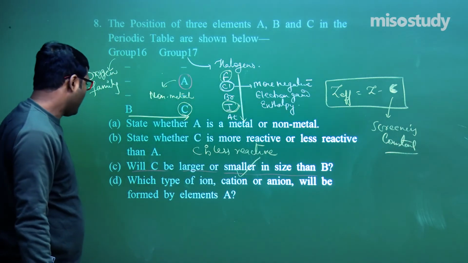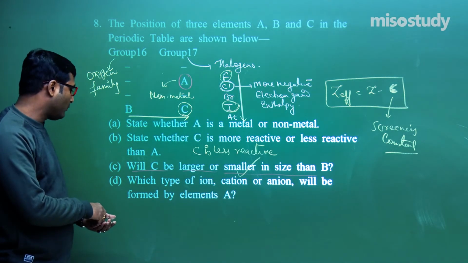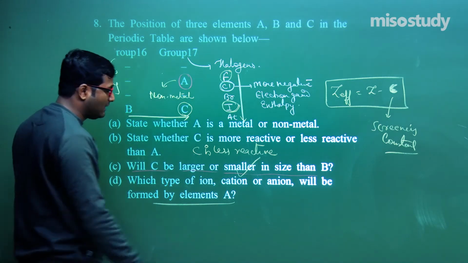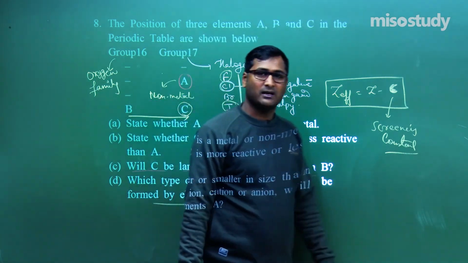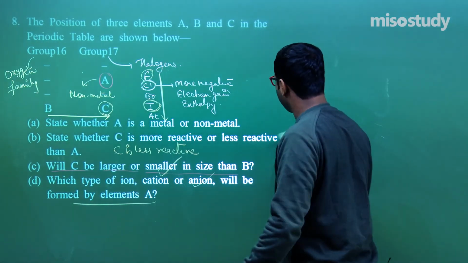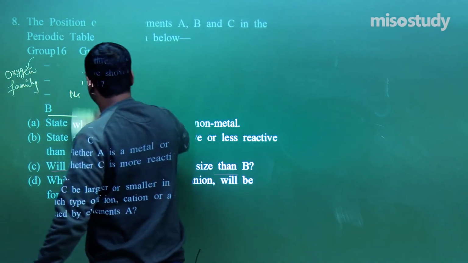Now the next one is, which type of ion, cation or anion, will be formed by element A? We all know this is a non-metal. Non-metal always forms anion, my friend. Clear? Yes, sir, definitely. Now I'm going to wrap this part, and let's move to the next question.